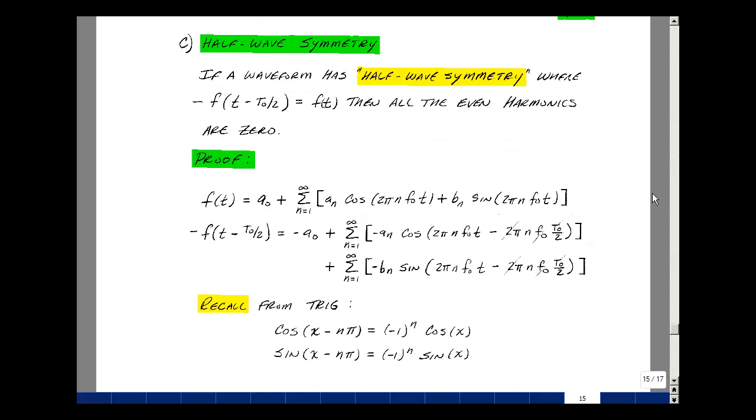Next, let's take a look at half-wave symmetry. If a waveform has half-wave symmetry, and this is where minus f of t minus T0 over 2 is equal to f of t, this is just going to be a shifting of half the period, then all the even harmonics are equal to 0. Now, why would that be true?